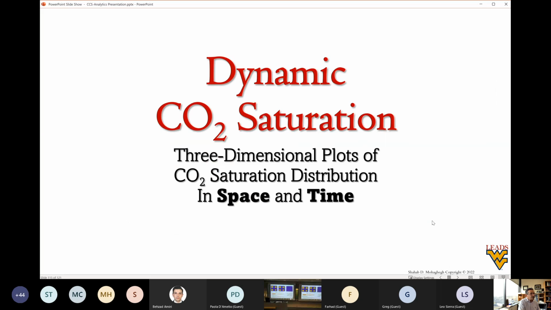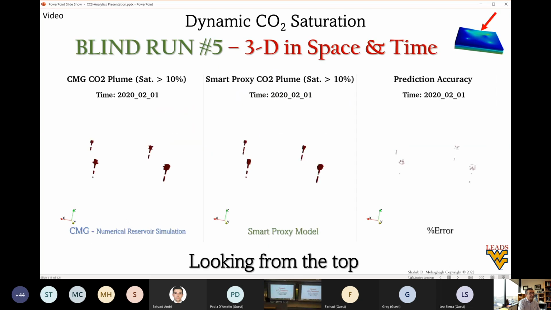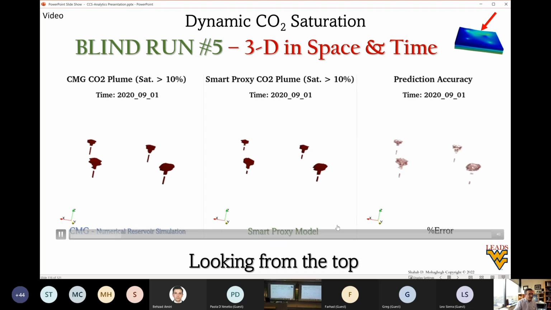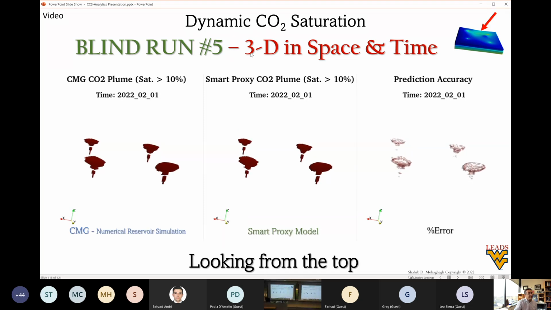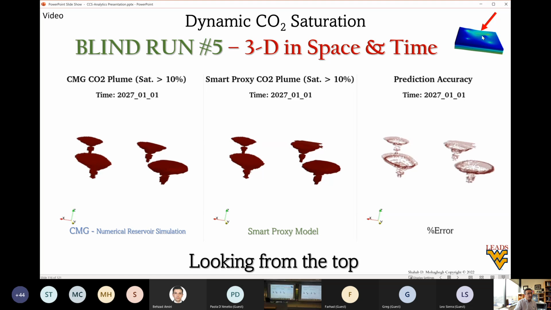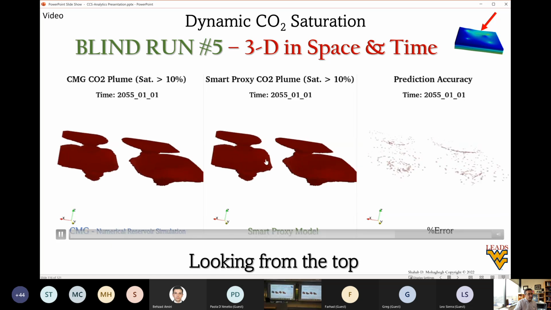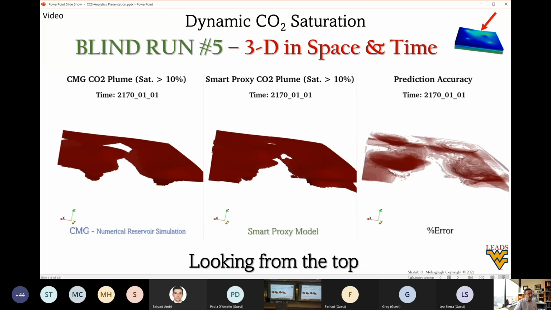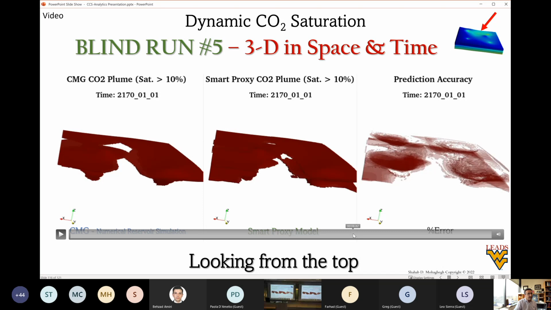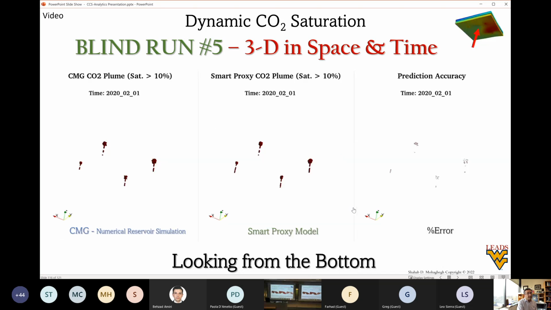Of course, now I'm going to show you the dynamic CO2 in 3 dimensions, the same thing. So what you're looking at is blind validation number 5 in a 3D space. You're looking from top. This is the plume, CMG, and this is the smart proxy. This is the error, in 10%, less than, more than 10%. Same thing, looking from the bottom.